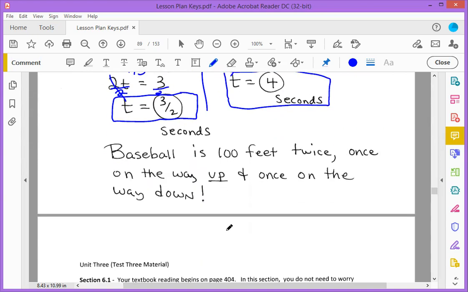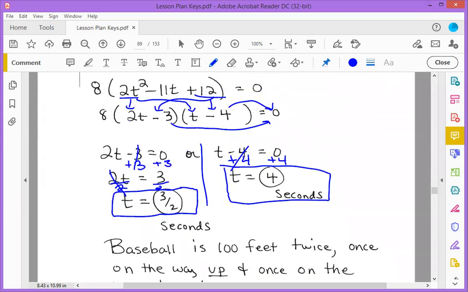That's the last example from this section. We'll stop here.